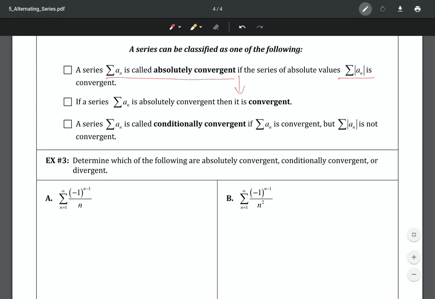And then a series is conditionally convergent if the sum of a_n is convergent, but the sum of the absolute value of a_n is not convergent. For example, on this one right here, let me switch pages. Okay, so here's the deal. If I take the absolute value of this inside of the sum, it doesn't really matter what I would have here. This would always be positive. So I can actually rewrite this as 1 over n.